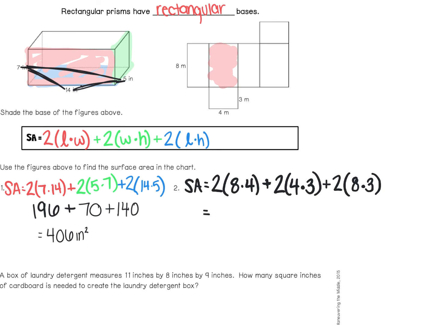So 2 times 8 times 4. 8 times 4 is 32, times 2 is? 64. Good. Plus 4 times 3 is 12, times 2 is 24. Plus 8 times 3 is 24, times 2? 48. And then we just need to add all of those together. 136. And again, it's going to be meters squared on this one because the original measurement, the label, was meters.